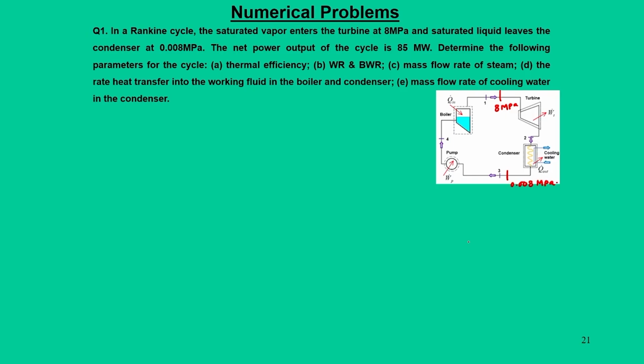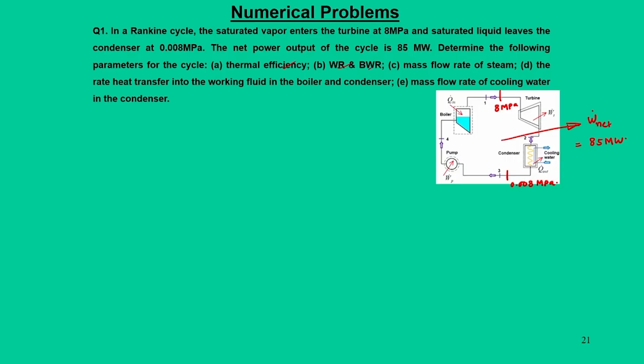The net power output for the cycle, which is nothing but turbine work minus pump work, is 85 megawatt. We need to find the thermal efficiency, work ratio, back work ratio, mass flow rate of the steam and so on. I have already given the expressions for these parameters. To solve this kind of problem, we first have to rely on the steam table. You must understand how to find the state points by looking at the steam tables from the data given in the problem.